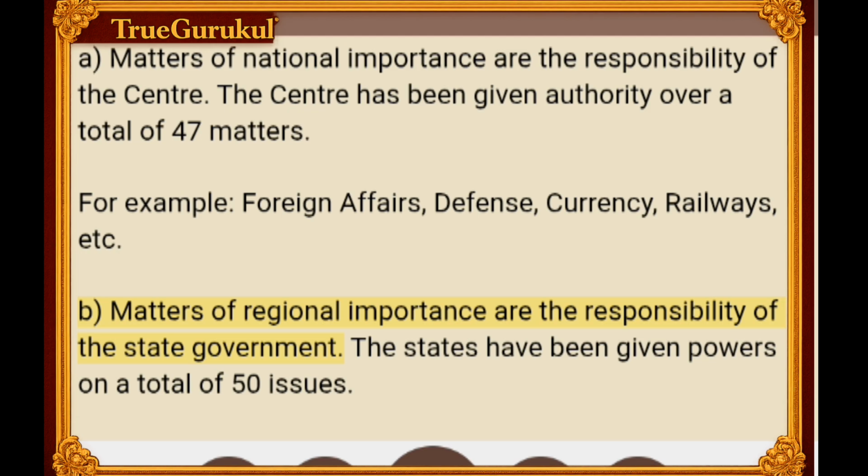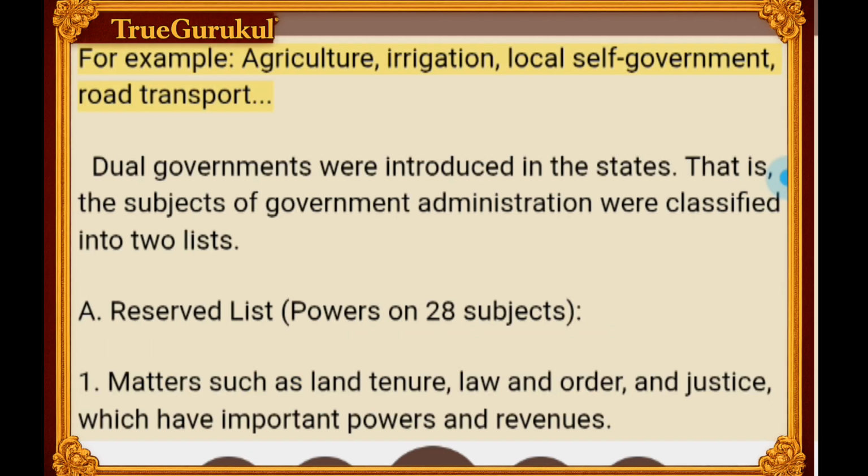B. Matters of regional importance are the responsibility of the state government. The states have been given powers on a total of 50 issues, for example agriculture, irrigation, local self-government, road transport. Dual government was introduced in the states.